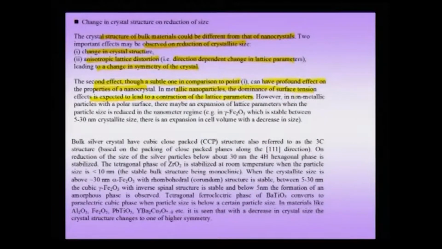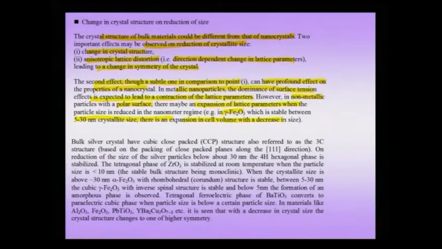In non-metallic materials, the situation could be very different from metallic particles, and these non-metallic particles we are referring to are those which have a polar surface, and unlike the metallic particles, there may be an expansion of the lattice parameters, and this has been observed in the case of gamma Fe2O3. And for this effect to become prominent, typically we have to reduce the crystallite size to the nanometric length scale. This polar surface, wherein there is a repulsion in the dipoles from the surface, can actually lead to an expansion in the cell volume with a decrease in size.